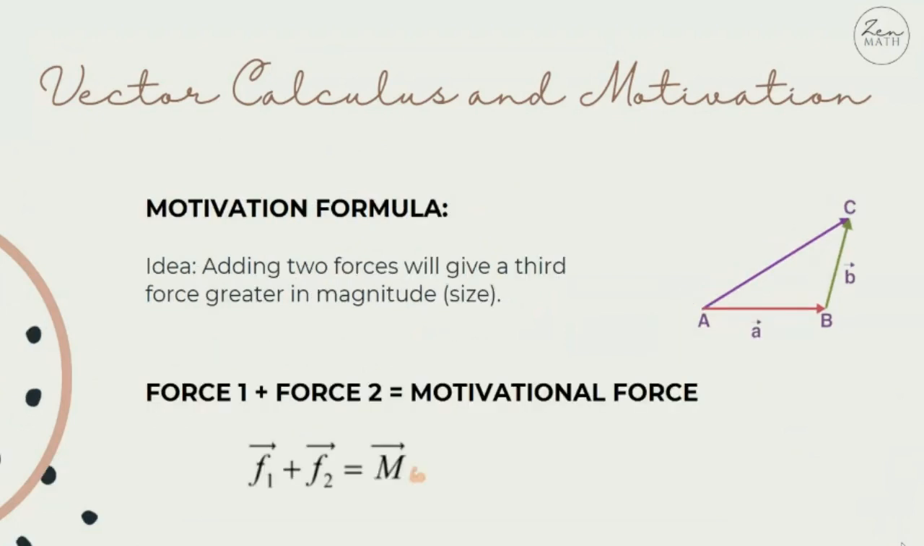So for us, we're going to define motivation with a formula, of course, because the mathy in me loves piecing things together with formulas. So the idea is this, like I mentioned, adding 2 forces will give a third force greater in magnitude, in size. So force 1 plus force 2 is going to equal some greater motivational force. And I have the little vector symbols down there for those of you who are studying calculus and do recognize the physics part of forces.